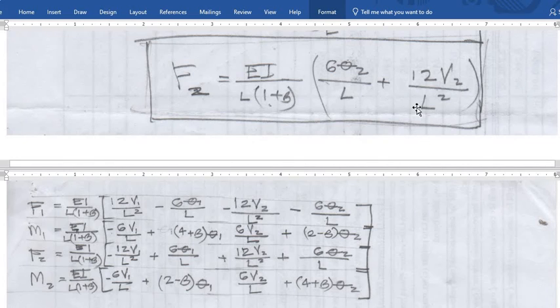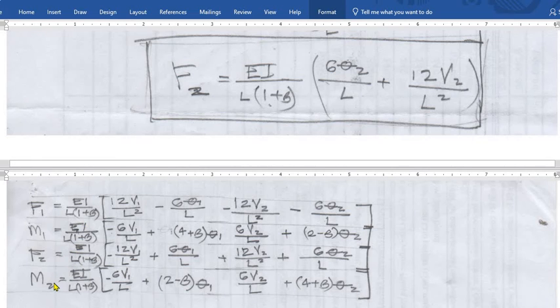And then 12 V2 all over L. Bakit negative? Okay? Remember that F1 is equal to negative F2. Okay, tapos na natin si M1, F1. Ganon din kay M2 tsaka kay F2.